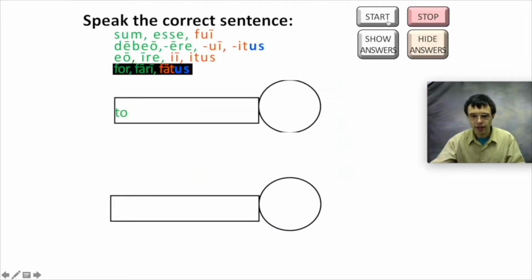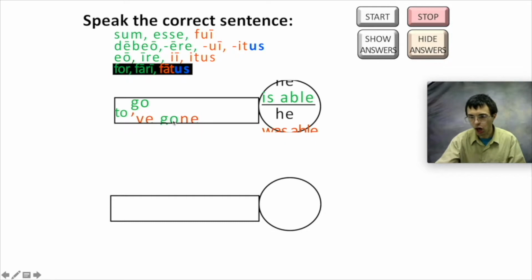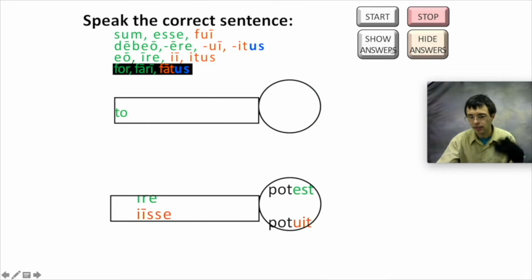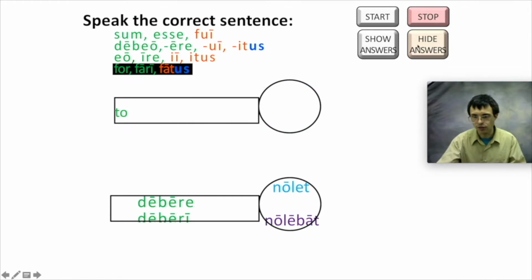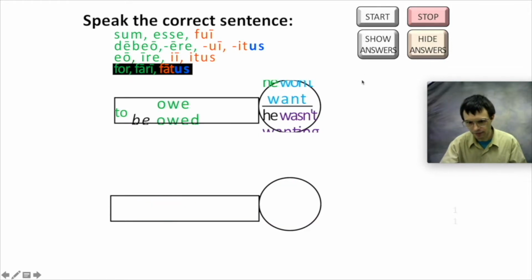So if you think you got that pretty well, then try these. To have gone, he was able. So perfect active infinitive of go, because you see no been, so it's not passive. And then the perfect of be able. What would that be? Isse. And the perfect of able, or possum, would be what? Potuit. Isse potuit. Great. All right, so try a whole bunch of these and see if you can do it, and then move on when you're ready.